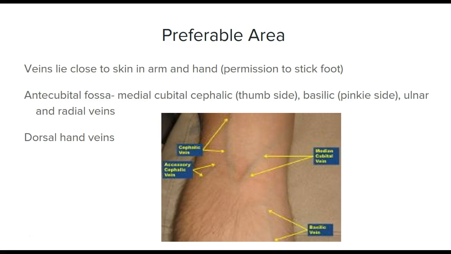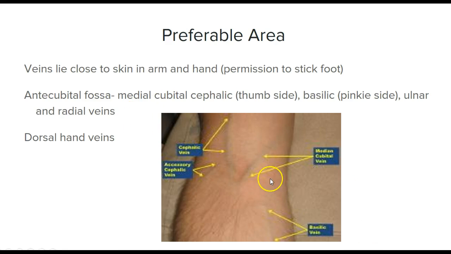Okay, the easiest place to stick in the patient is in their arm, in the elbow. The veins are close to the skin. They're usually bigger than other places. And I've tried to find this. I hope you can read this.